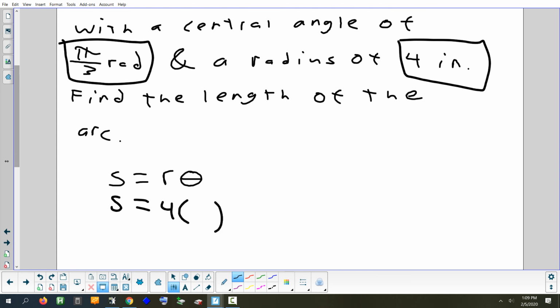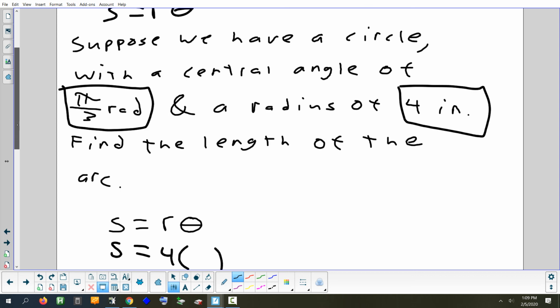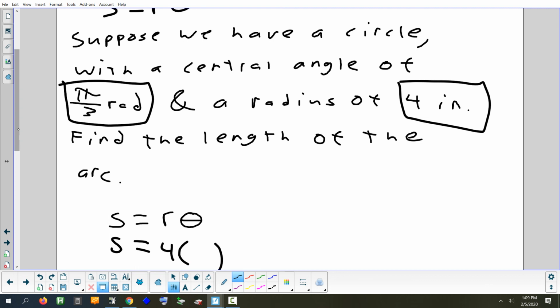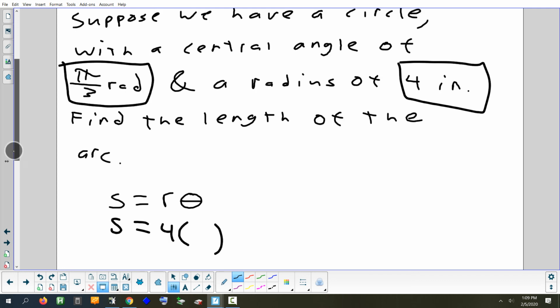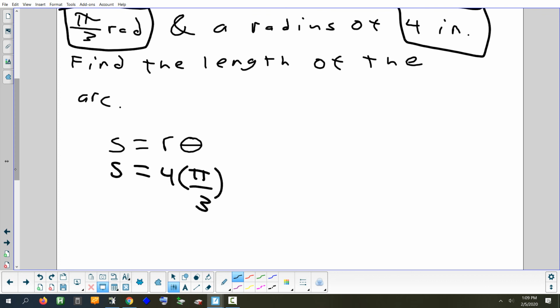And theta, it's supposed to be an angle in what units again? Radians. Did they give me an angle in radians in this problem? Then I'm fine. I don't have to convert it. If they gave me an angle in degrees, that's what we learned yesterday. Step 1 is to change it to radians. So we got 4 times pi over 3. Multiply them together.